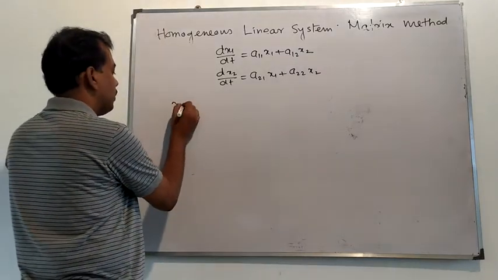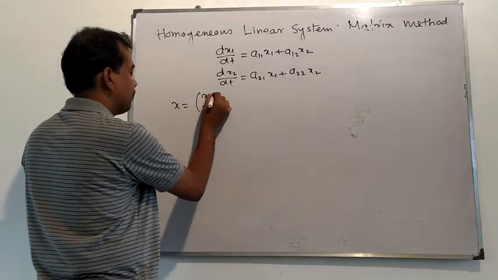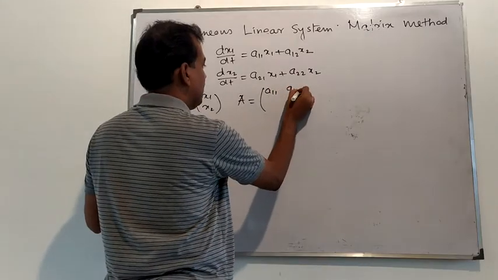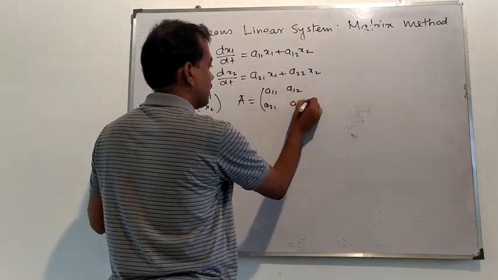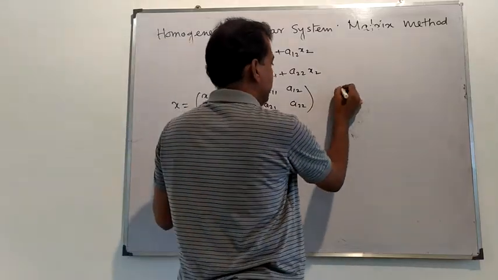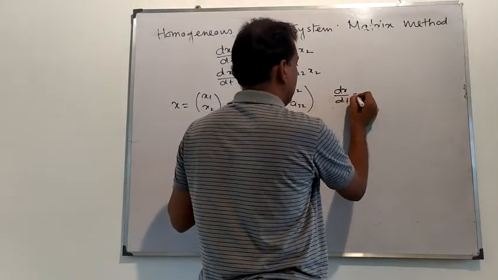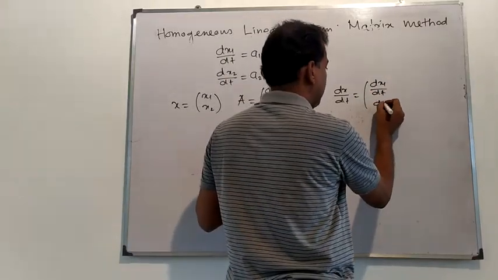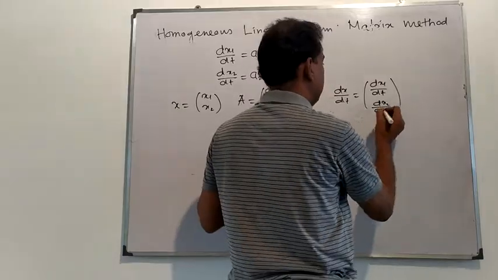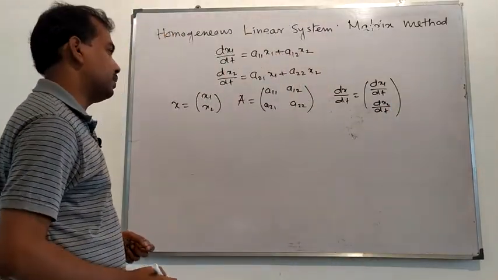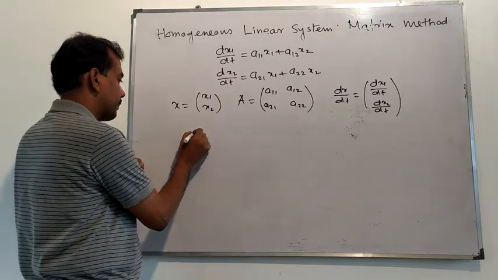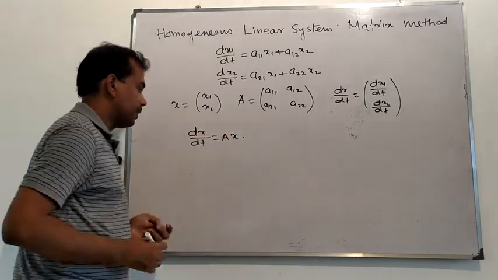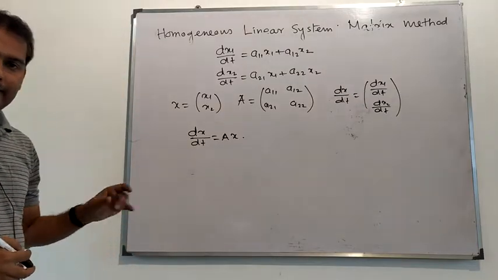Suppose x is equal to (x1, x2), and capital A matrix is equal to this. Then dx/dt is equal to a vector whose first component is dx1/dt and second component is dx2/dt. So this system can be written in this way: dx/dt equals capital A x.